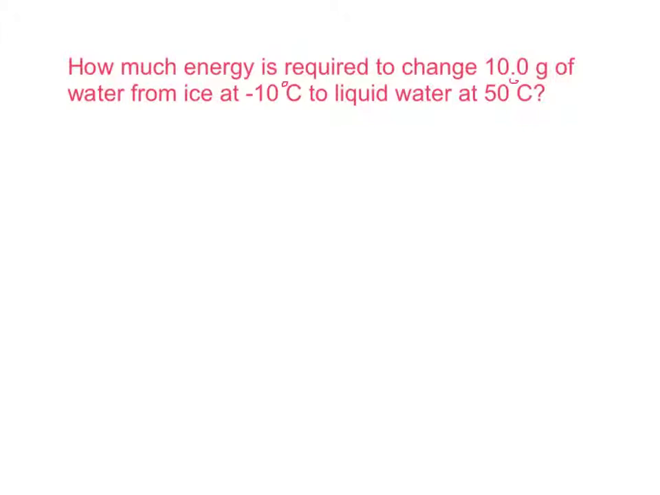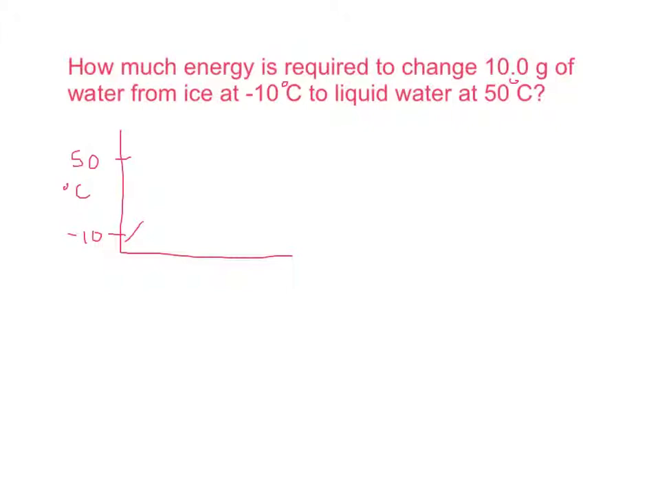Okay, so let's think about what part of the graph we're dealing with. I'm going to draw a little sketch of the graph down here. We're starting with ice at negative 10 degrees, and we are going to turn it into water at 50 degrees. So this is all in degrees Celsius.